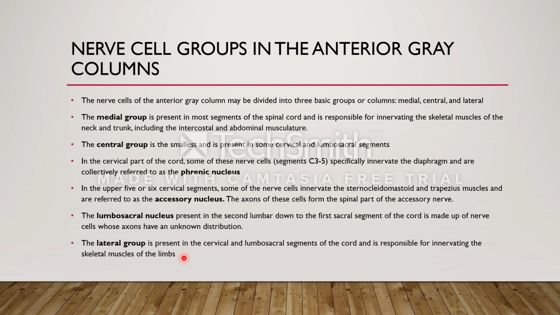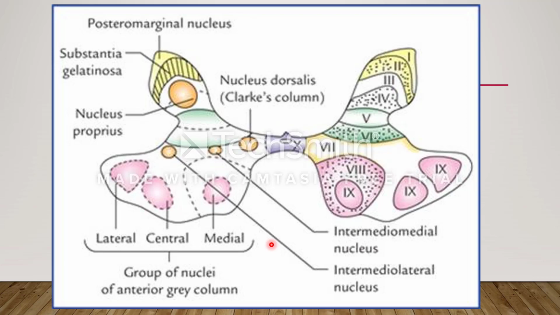The lateral group is present in the cervical and the lumbosacral segments of the cord, and they are for the innervation of the skeletal muscles of the limbs. From the diagram, I will explain it to you again.